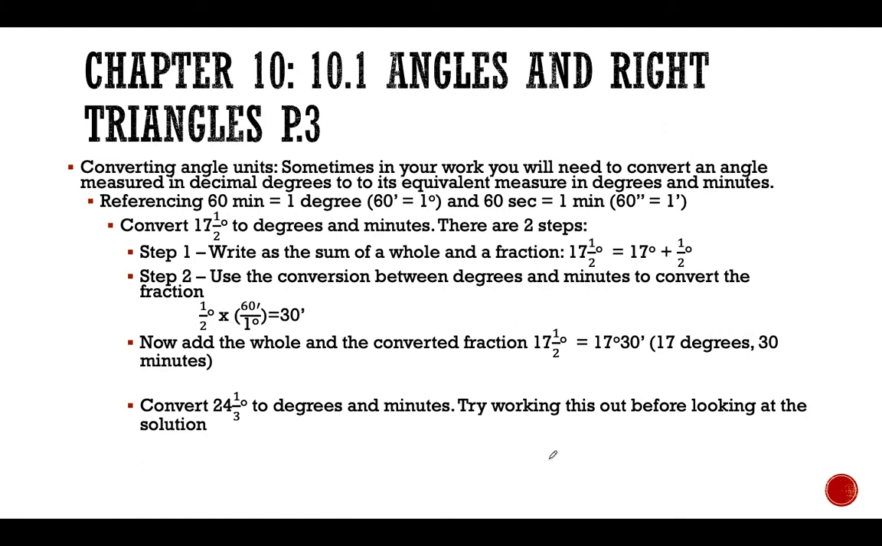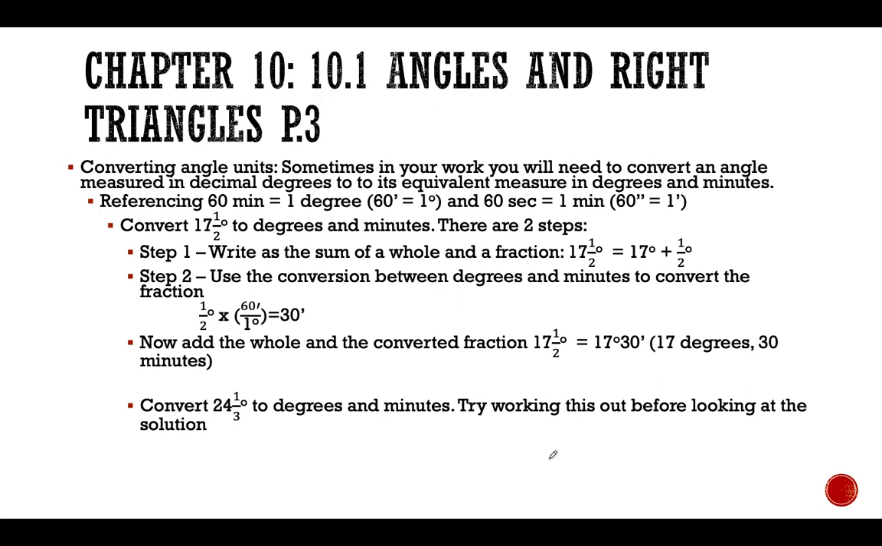Converting angle units. Sometimes in your work, you'll need to convert an angle measured in decimal degrees to its equivalent measure in degrees and minutes. And again, let's reference the conversion. 60 minutes is 1 degree and 60 seconds is 1 minute. Let's convert 17.5 degrees to degrees and minutes.